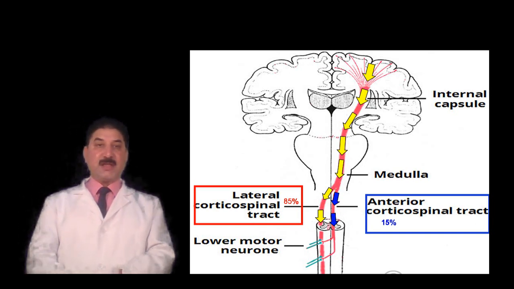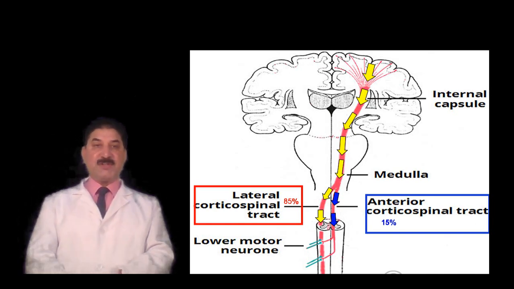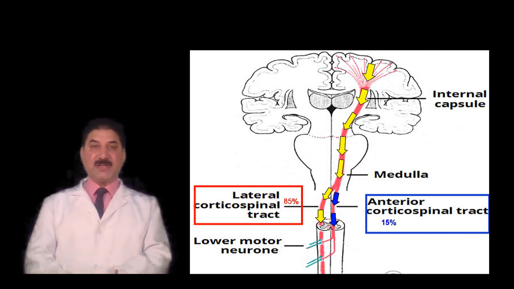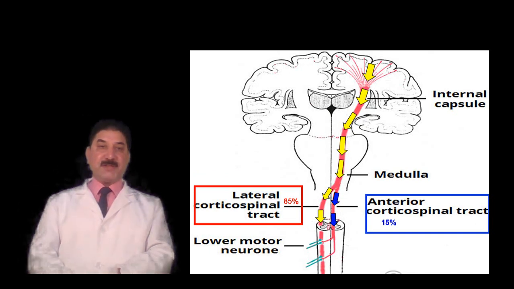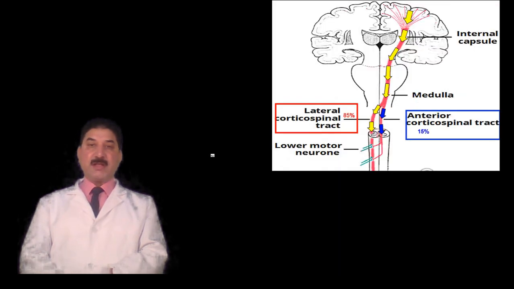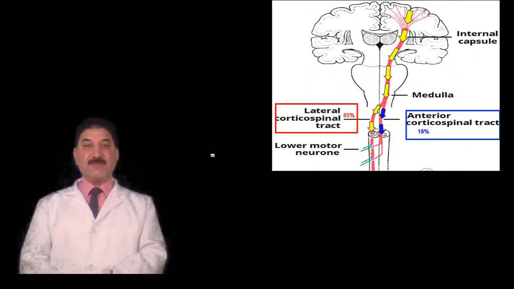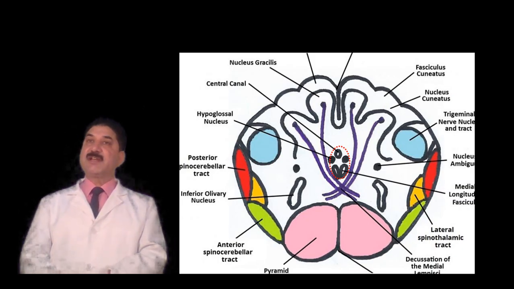In the inferior part of the medulla, the tract divides into fibers within the lateral corticospinal tract discussed earlier and the anterior corticospinal tract. The anterior corticospinal tract remains ipsilateral, descending into the spinal cord. They then decussate and terminate in the ventral horn of the cervical and upper thoracic levels.